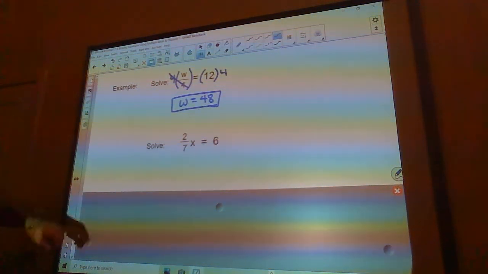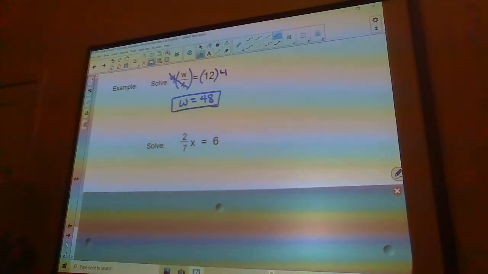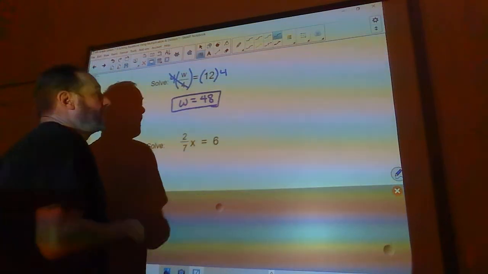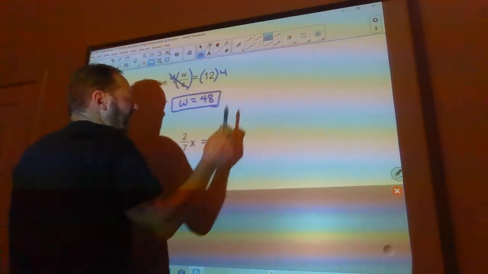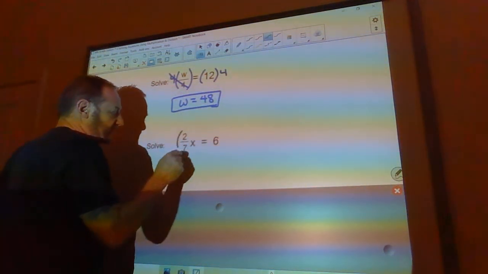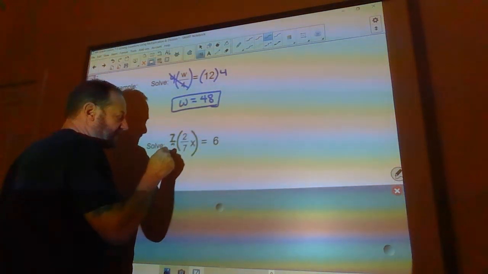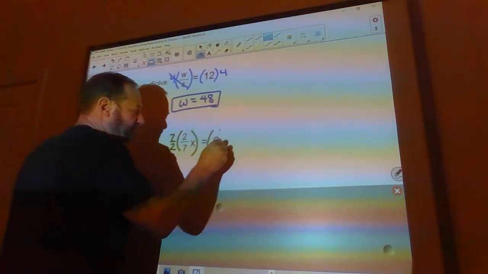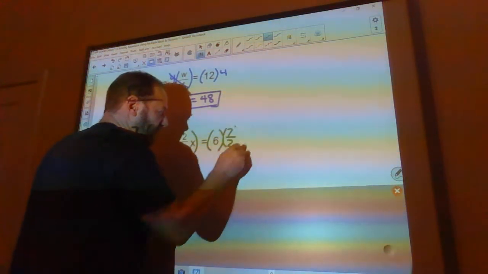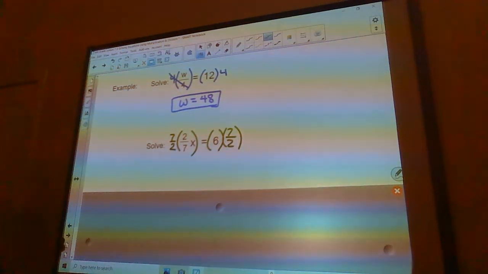Okay, solve 2/7 times x equals 6. On this one, I would want to take the reciprocal of 2/7. That's going to be 7/2. And I'm going to multiply both sides of this equation by 7/2.